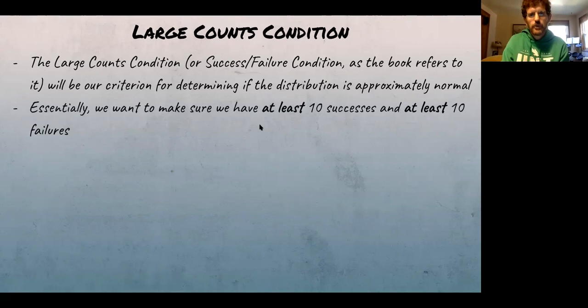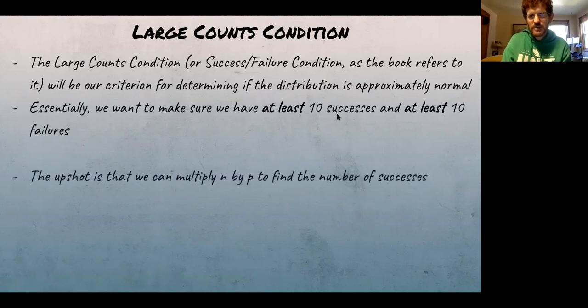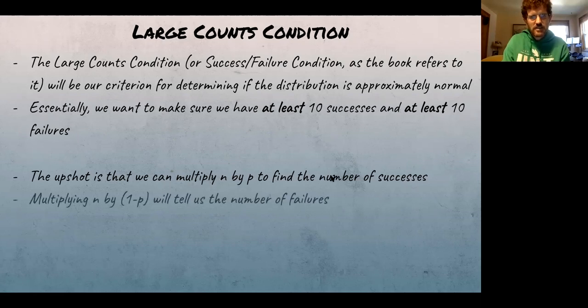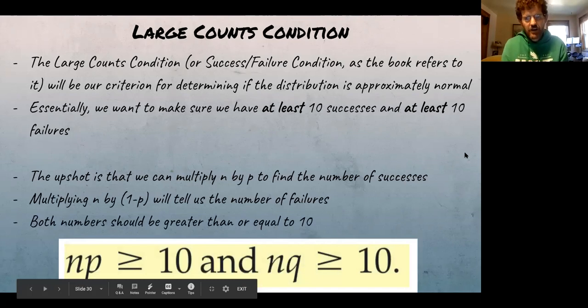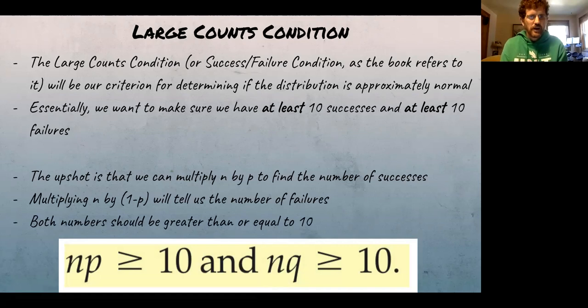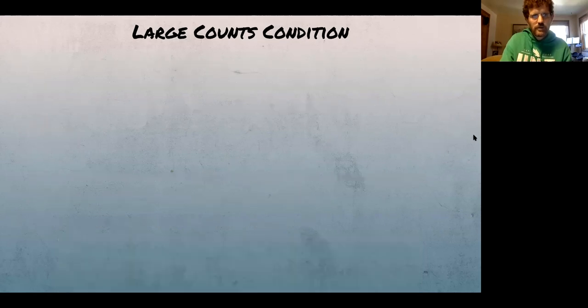So here's what we want. We want to make sure we have at least 10 successes and at least 10 failures, which is kind of a weird way, but this is kind of a summary. So if we can ensure that, then it should be normal enough. We can multiply n by p to find the number of successes, and then multiply n by 1 minus p to tell us the number of failures. So there it is. That's our check. It seems kind of arbitrary, and maybe to some degree it is, but this is how we can determine that we have enough trials to make sure that there is an approximately normal distribution.